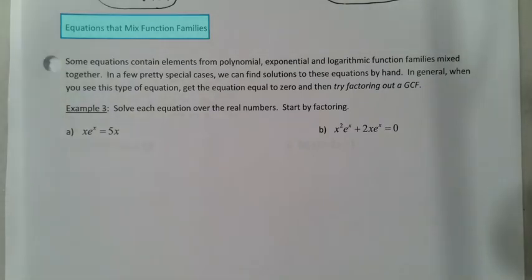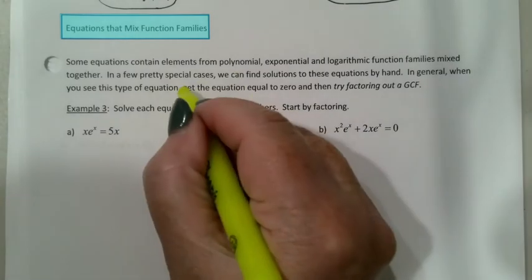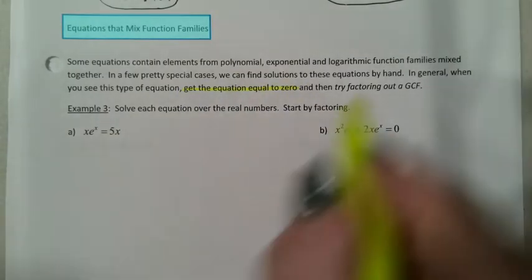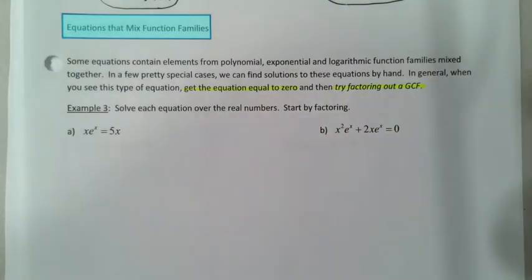So here's the technique I'd like you to try in these next couple of examples. First, we're going to want to get our equation equal to 0. Not uncommon, right? We're kind of used to that. And then try factoring out a GCF. See if that gets us anywhere. All right, here we go.